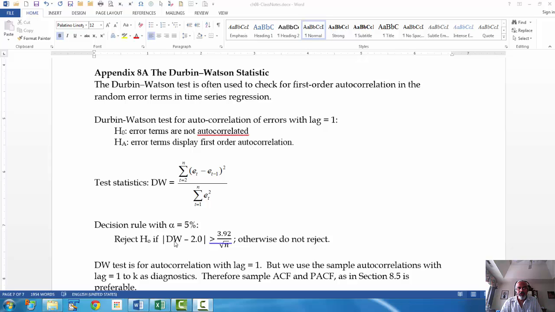So that's why we do DW minus 2, and since this can be positive or negative, we take the absolute value of this difference. The 3.92 is based on 1.96 for alpha equal to 5%, and then you use a modified standard error of autocorrelation for lag of 1. So that's where this is coming from: 3.92 divided by the square root of n. If this value is greater than this, then we reject, otherwise we do not reject.